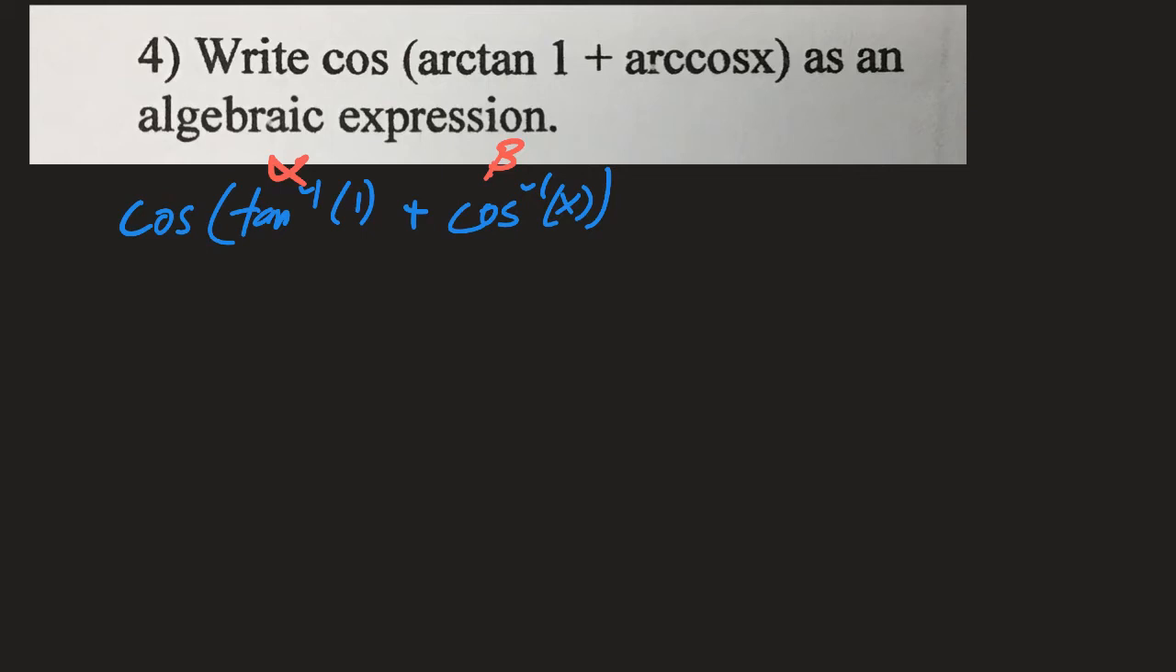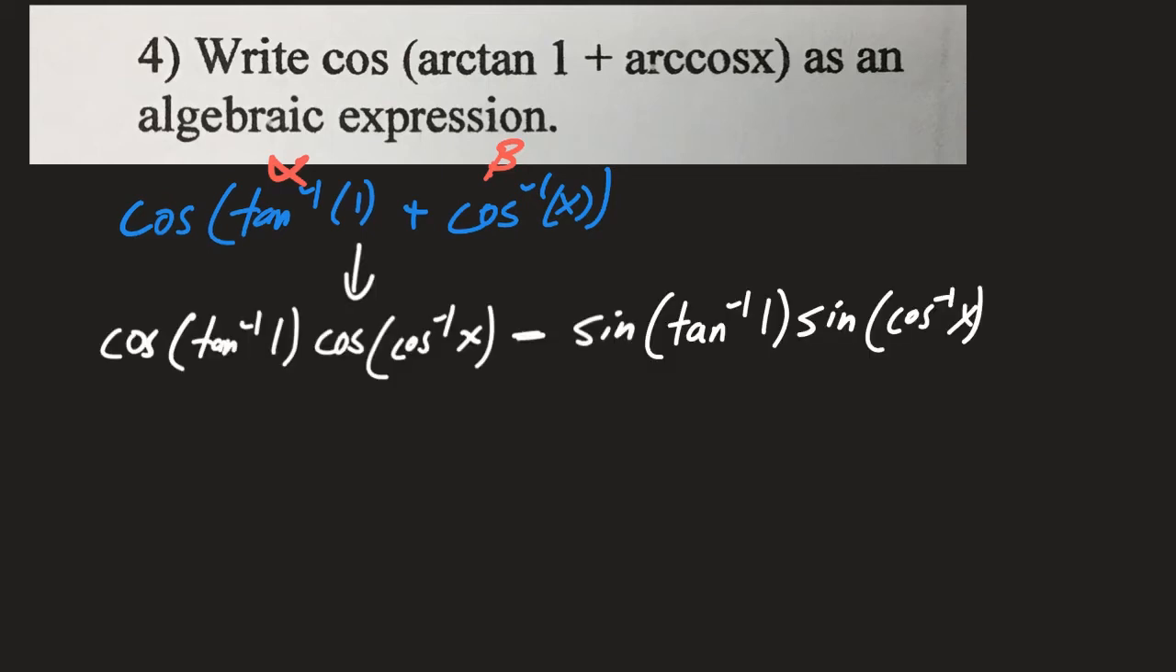I'm going to go ahead and do the same thing as well. Okay, and if we filled in our formula, remember you can find that on the chart, you should get something that looks like this. Cosine tangent inverse of 1, cosine cosine inverse of x, minus sine tangent inverse 1, sine cosine inverse of x. Now that's a mouthful, but not all of this is going to be difficult. Some of it's pretty simple to deal with.